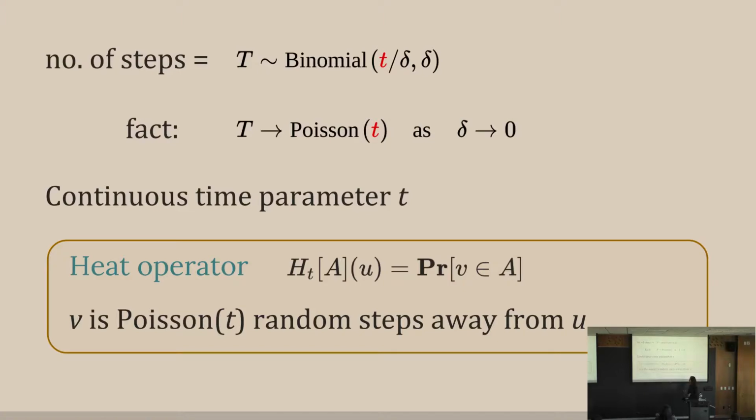This is a really special operator that I will spend most of the rest of the talk talking about, and it's called the heat operator. When we take the heat operator acting on the set, it gives the distribution of what happens if you take a point and take Poisson t random steps from that point, and then check whether the end of the random walk is inside the set or not.